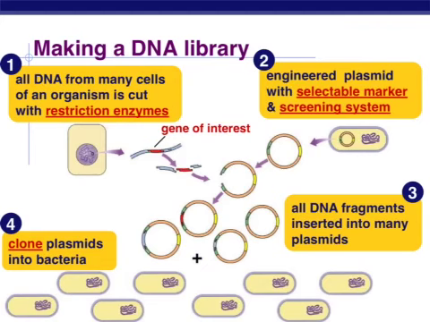So how do you make a library? Well, the first thing you've got to do is figure out which restriction enzymes you're going to use and use that to cut out the gene that you're interested in. Then you're going to engineer the plasmid by placing the gene inside of the plasmid and also attaching what we call a selectable marker in a screenable system so that it'll do something when the bacteria takes it up, like it might fluoresce or it might give off a smell of some kind. And then you insert all of the DNA fragments into several plasmids all at once, and then you let the bacteria clone the plasmids. And there you have it. You have your DNA library.